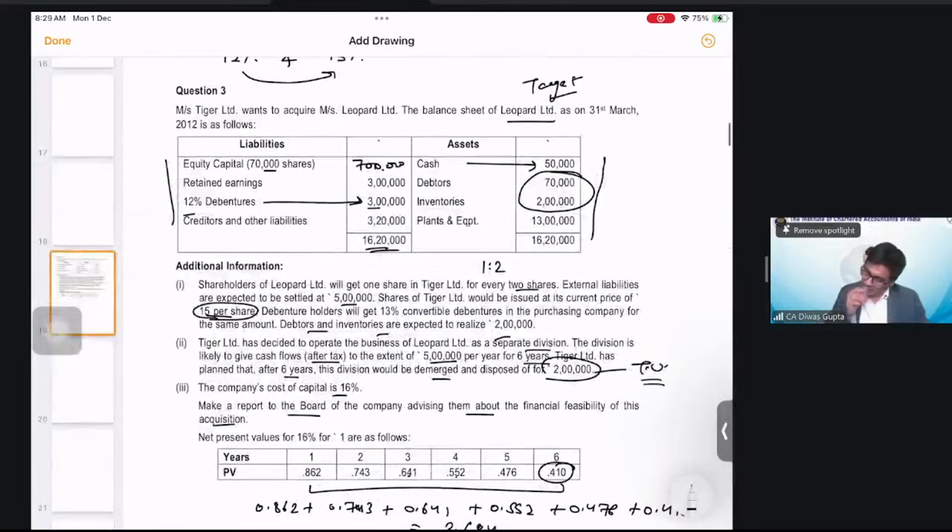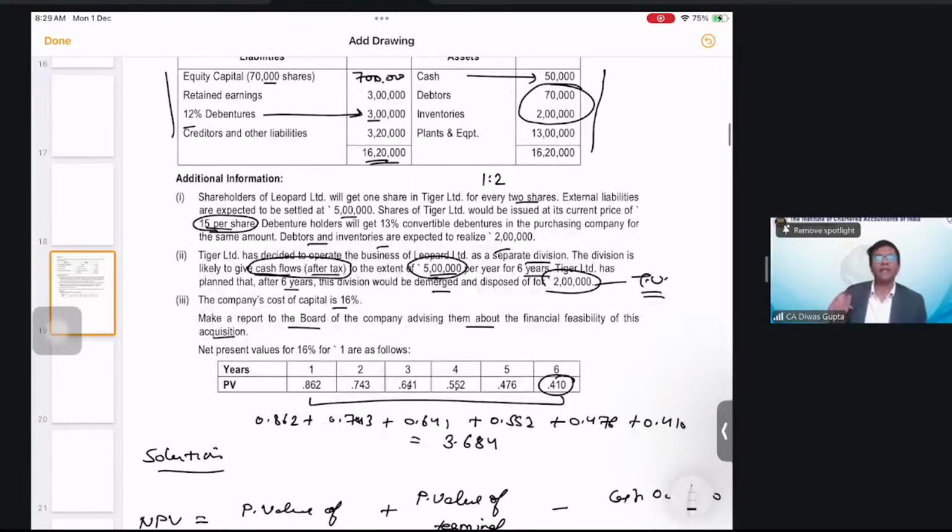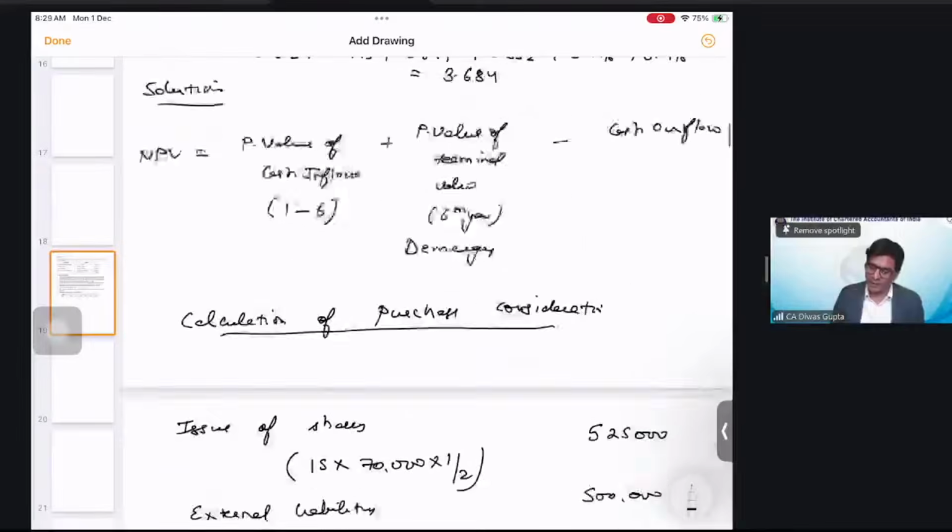Correct? So if you see, the division is likely to give cash flows after tax. That means extra 1% is already accounted for here, and then this 5 lakh has been arrived at. Clear? I hope the student who asked this question is clear now. Yes, sir. Okay. So hence we have not adjusted anything for that 1% because that is a logical assumption to make. Correct?